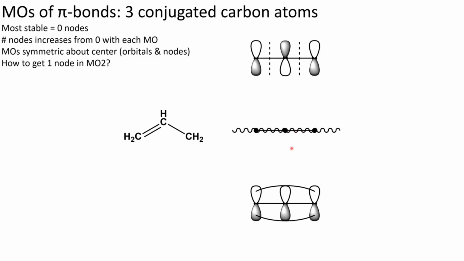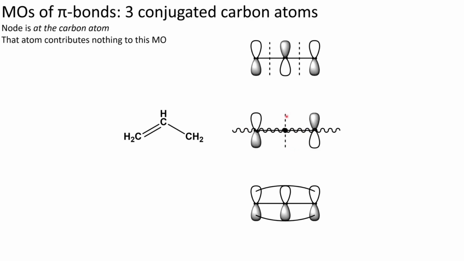So how do I get 1 node in MO number 2? The node goes at the carbon atom. That's cool. The node goes at the carbon atom. There is 0, so what this means is that carbon number 2 has 0 orbital contribution to this molecular orbital. There's no probability of finding an electron at carbon number 2. That's where we get our 1 node and still be centrally symmetric about the center of the molecule. That atom has no contribution to the molecular orbital.